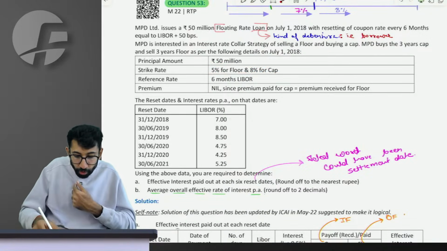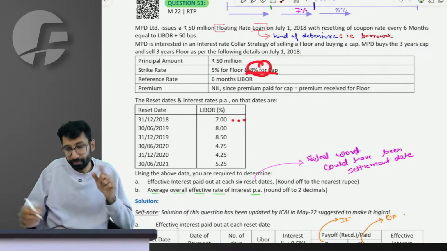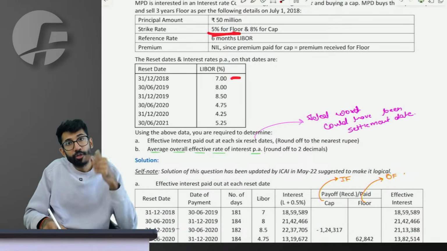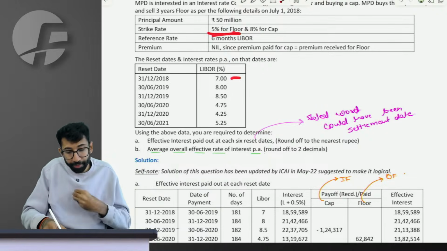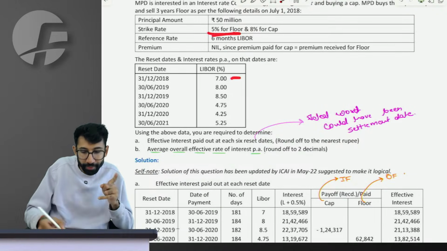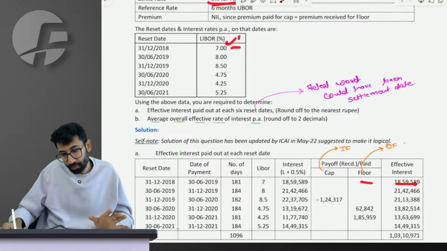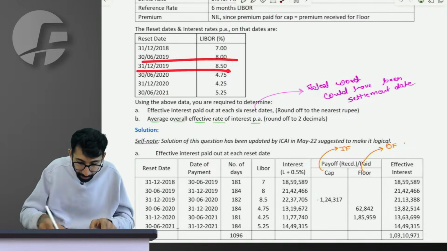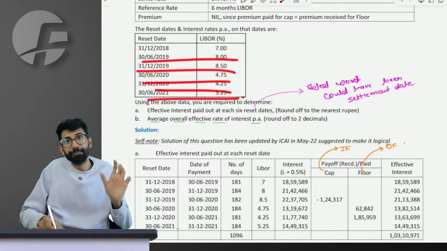I have an option to borrow at 8. The rate in the market is 7. Will you borrow? No, it lapses. The rate in the market is 7. I have given an option to the other party to lend to me at 5. Will he lend to me at 5 if the rate is 7? No. So the effective overall is this. Similarly, you do it for the next period, and the next, and the next.